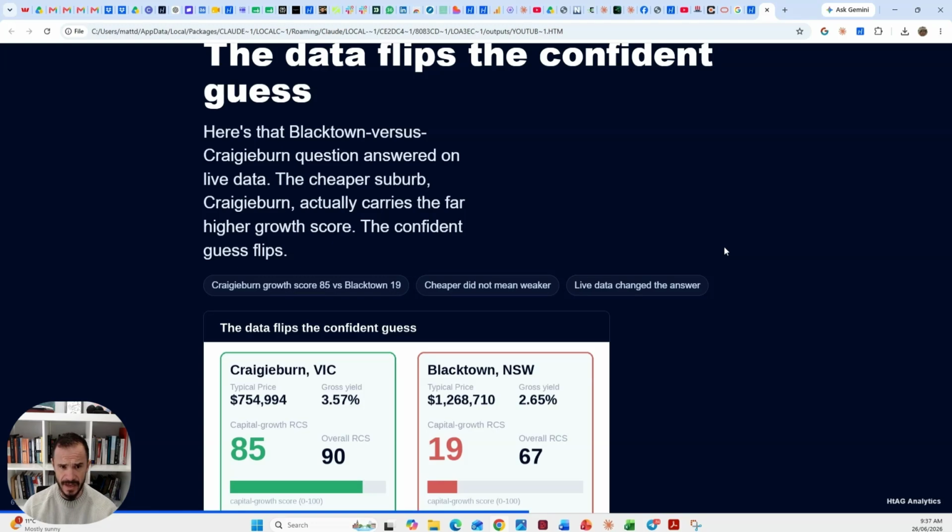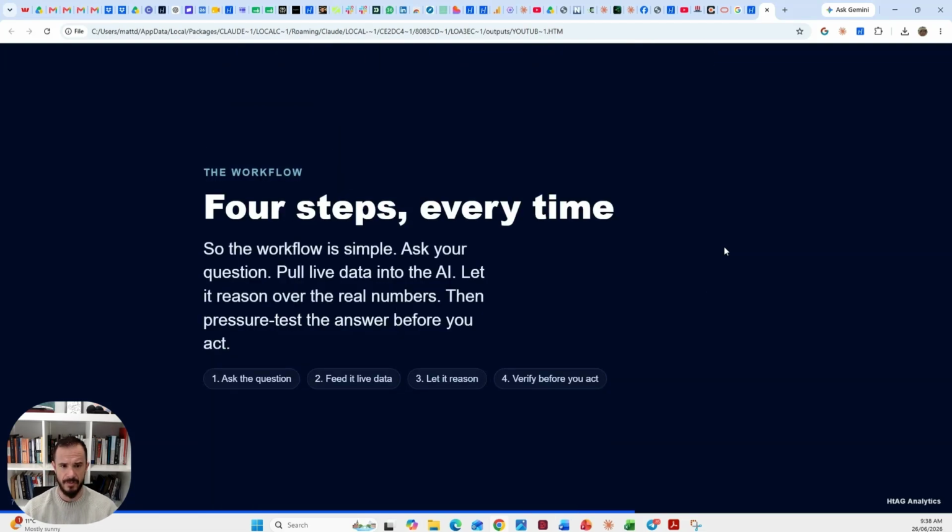So the data flips the confident guess. Here's a breakdown. Before, remember, you asked about, for example, Blackdown or Craigieburn. Blackdown versus Craigieburn question answered on live data. The cheap suburb Craigieburn actually carries a far higher gross score. The confidence gets flipped. So you would assume that a higher valued suburb would be a better investment opportunity and more stable, will give you more growth. But actually, when you plug in the real data, those more economical suburbs in some instances are actually a better option.